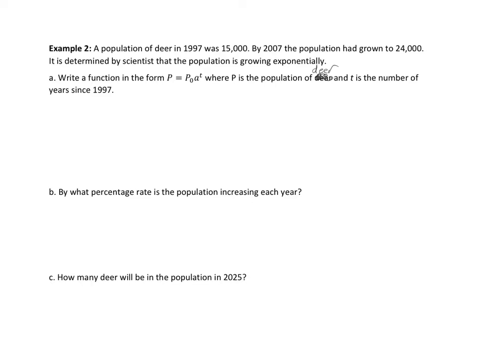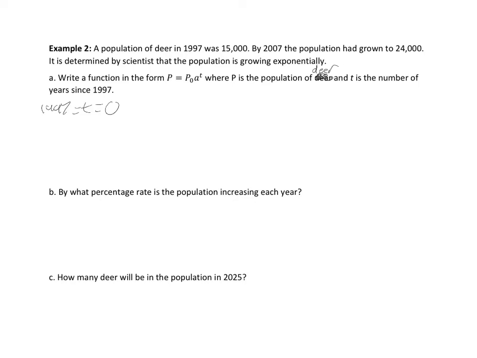Okay, so let's look at a word problem now. A population of deer in 1997 was 15,000. By 2007, the population had grown to 24,000. It is determined by scientists that the population is growing exponentially. Write a function in the form P equals P naught times a to the t, where P is the population of deer and t is the number of years since 1997. So in other words, 1997 corresponds to t equals 0.